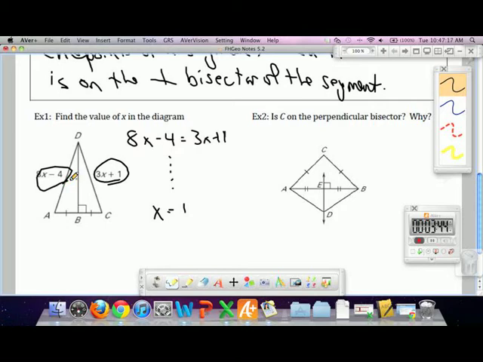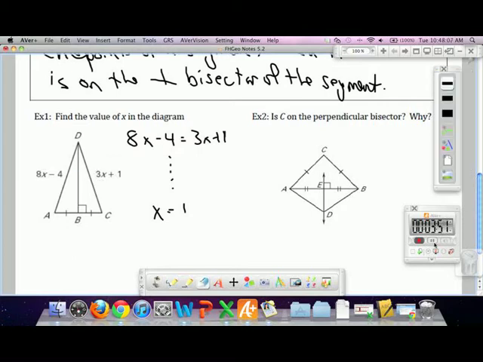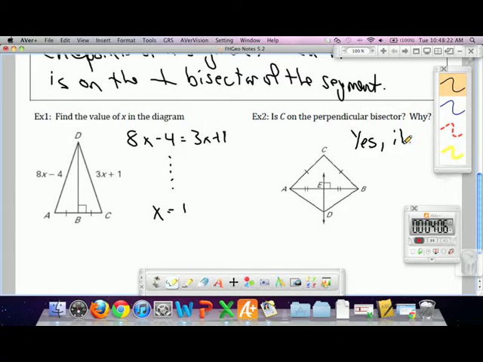Is point C on this perpendicular bisector of segment AB? Yes. Why? Kelsey? Because of the converse of the perpendicular bisector theorem. How about we just say that yes, it is equidistant to both A and B, which means that the converse of the perpendicular bisector theorem is true.